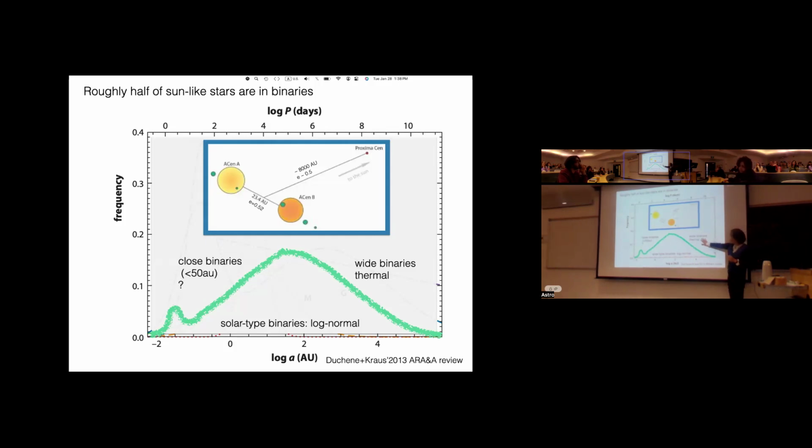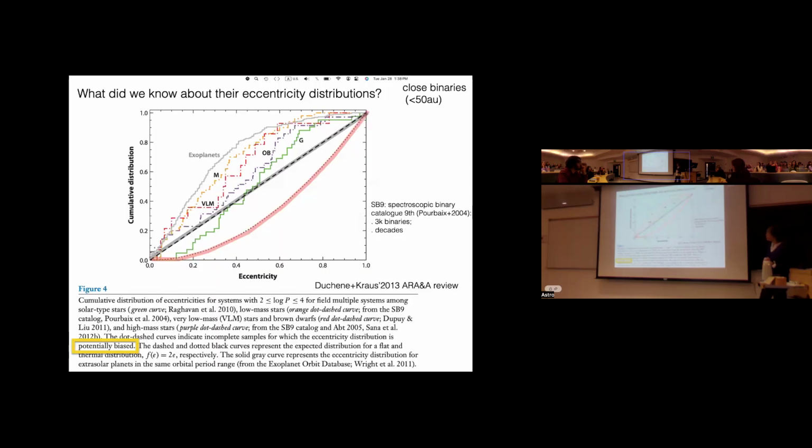We do know that wide binaries tend to be thermally distributed, which is consistent with the fact that they've undergone a lot of dynamical interactions, passing stars hitting them, and that kind of thing. But close binaries turn out, surprisingly, not to be known. This is an annual review article from 10 years ago. This is eccentricity, that's the thermal, that's the uniform I talked about before. You can see that the green curve is what we know about the neighborhood solar-type binaries.